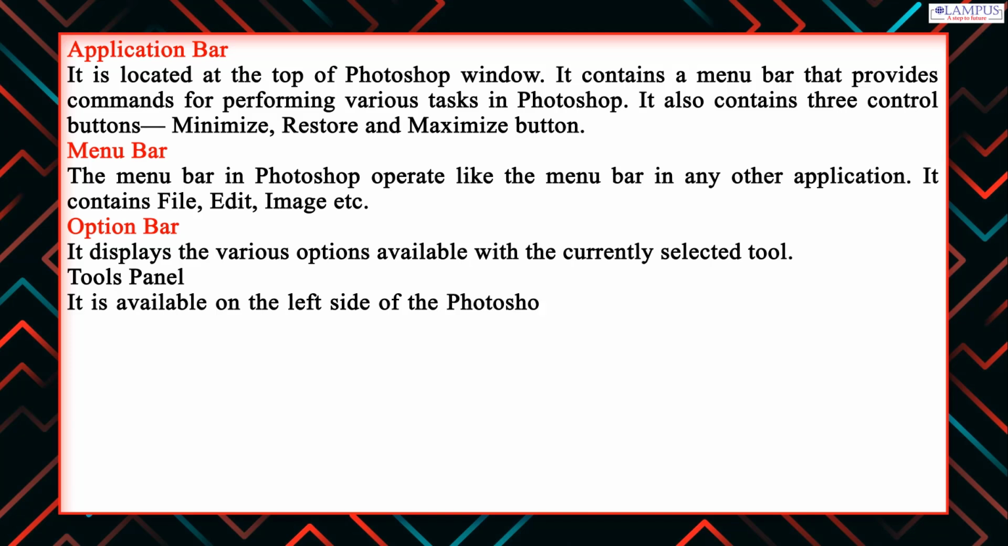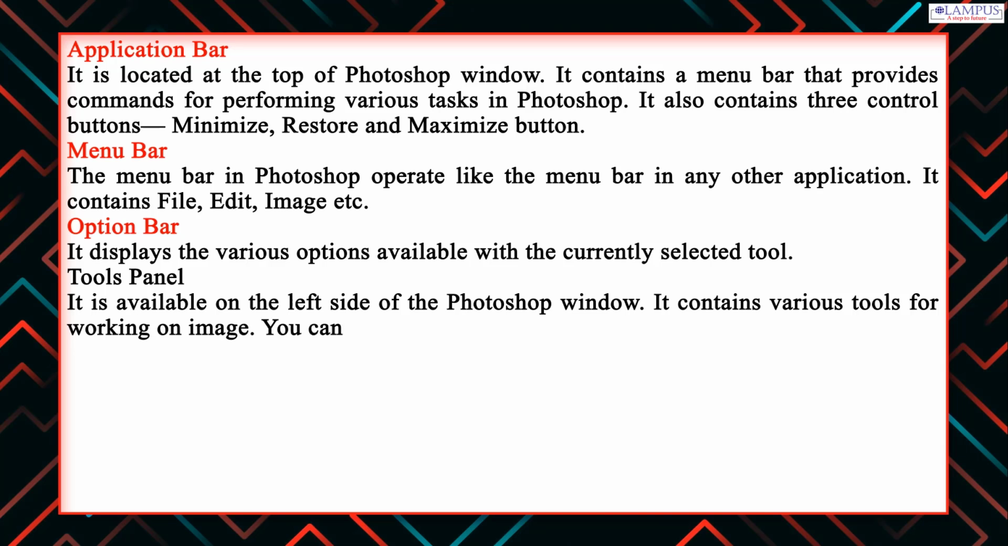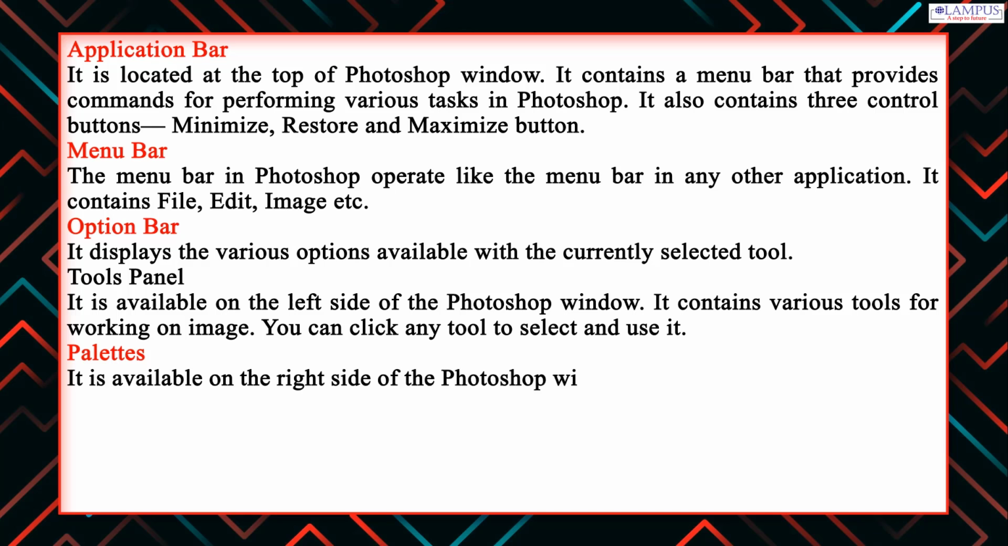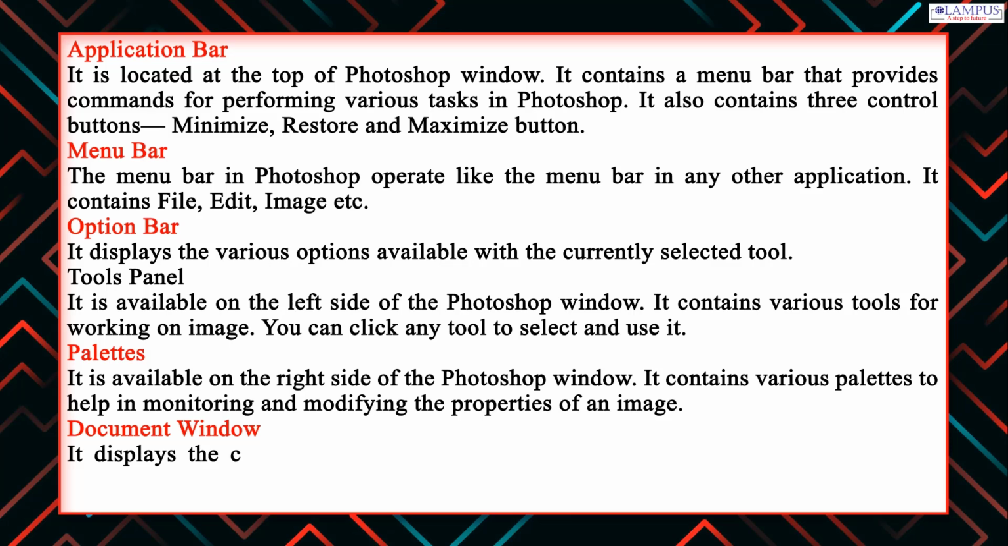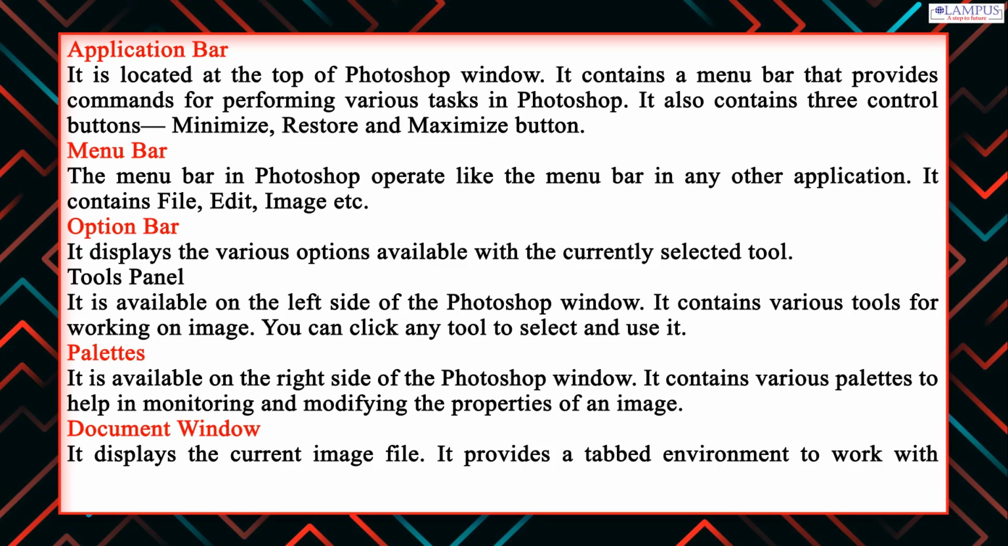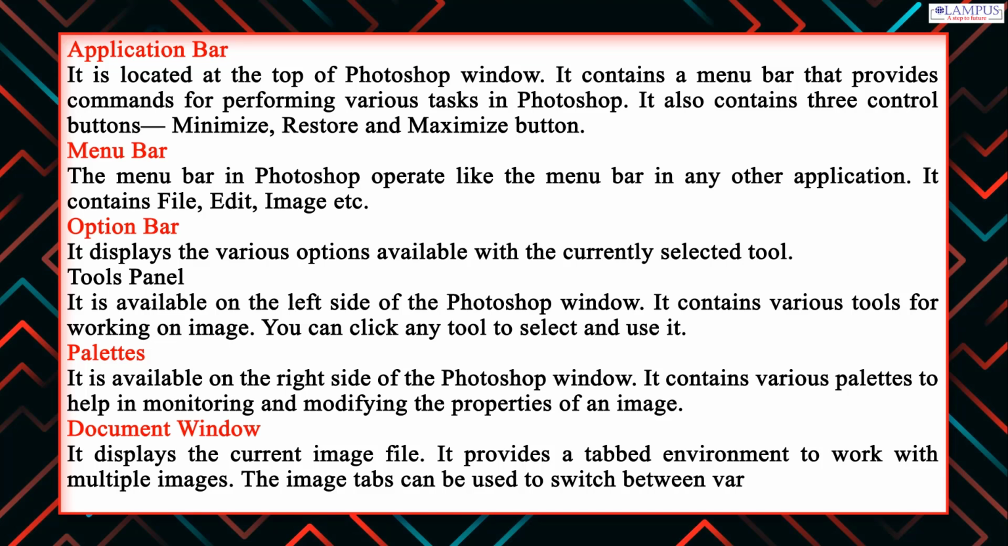Tools panel. It is available on the left side of the Photoshop window. It contains various tools for working on image. You can click any tool to select and use it. Palettes. It is available on the right side of the Photoshop window. It contains various palettes to help in monitoring and modifying the properties of an image. Document window. It displays the current image file. It provides a tabbed environment to work with multiple images. The image tabs can be used to switch between various open images.